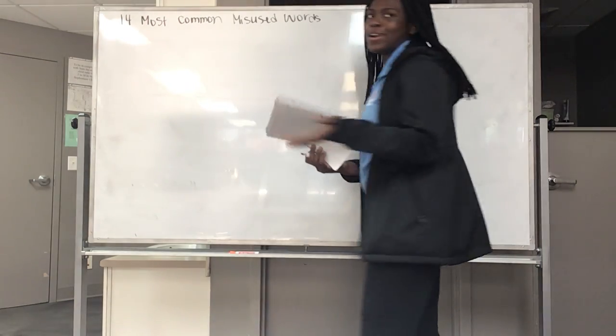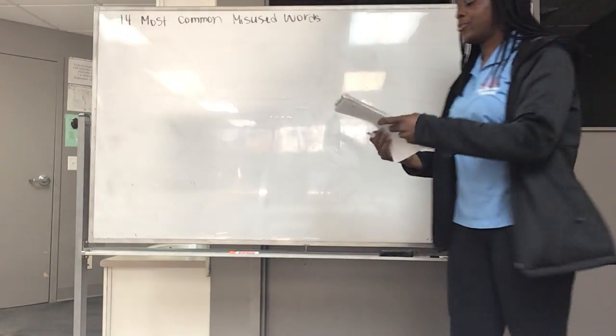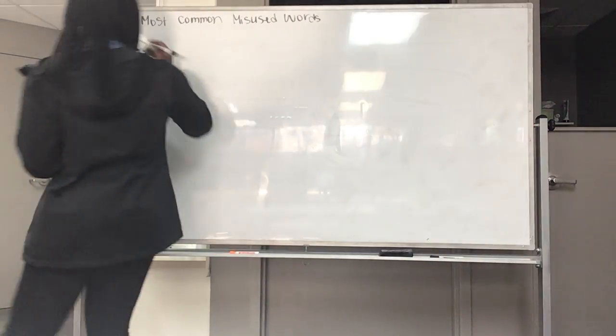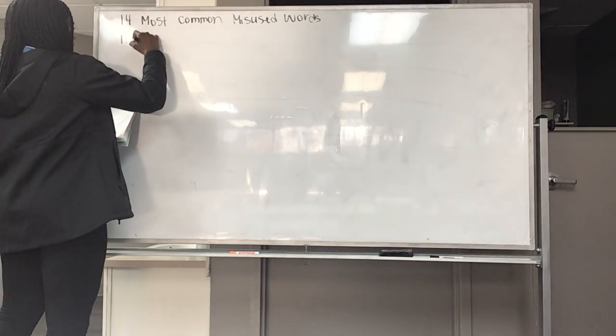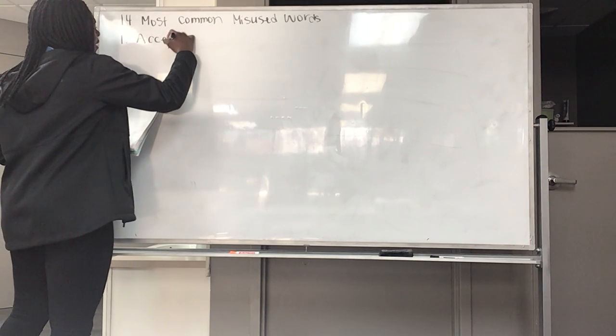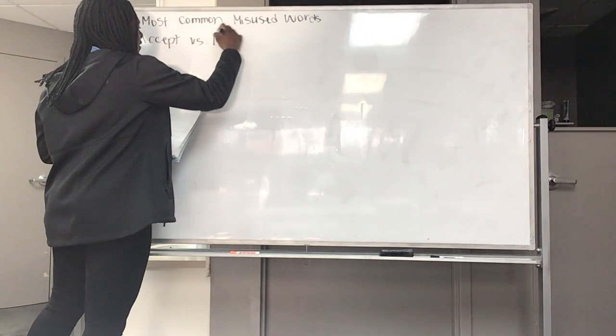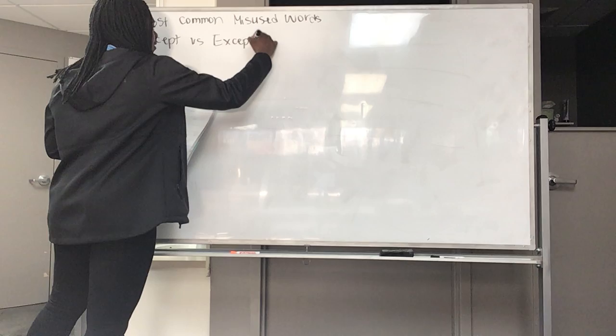And so they're kind of like pairs or sets of words. I guess this is what we're going to talk about. So the first two words that are commonly misused are accept with an A, versus except with an E.